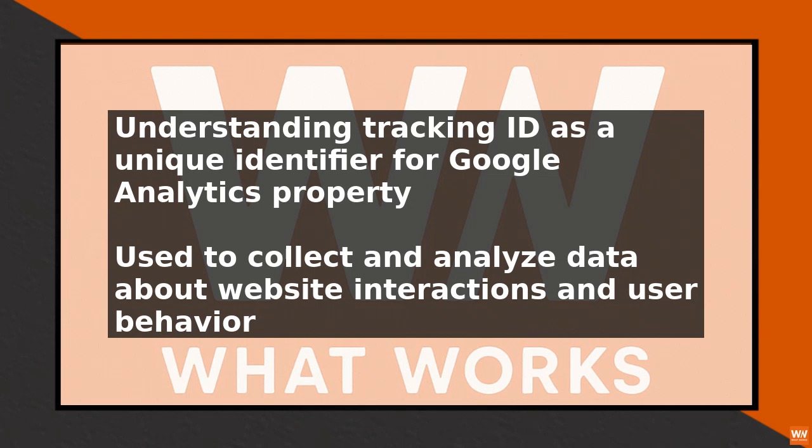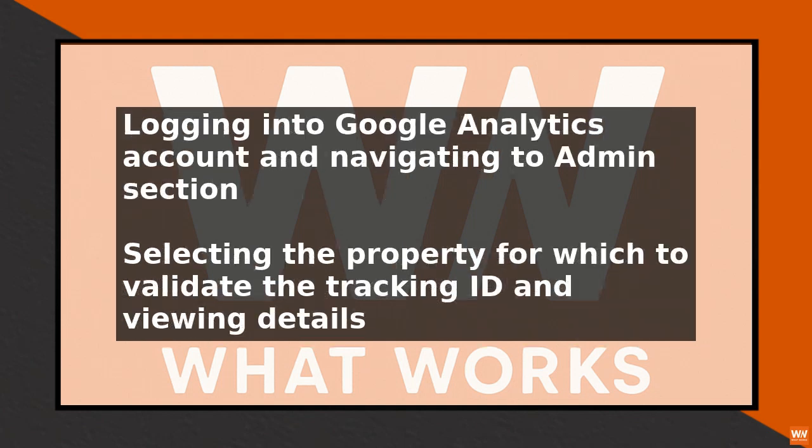First, log in to your Google Analytics account and navigate to the Admin section. In the Property column, select the property for which you want to validate the tracking ID. Next, click on Tracking Info and then Tracking Code. Your tracking ID will be displayed under the Website Tracking section. It should be in the format UAXXXXXX, where X represents a series of numbers.